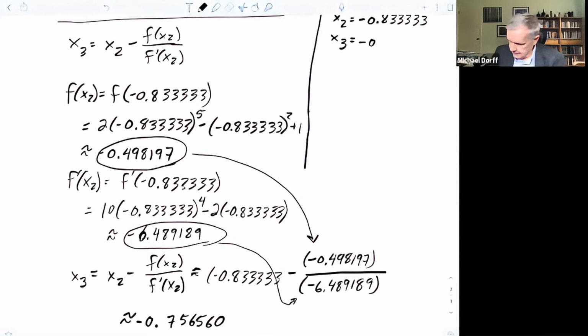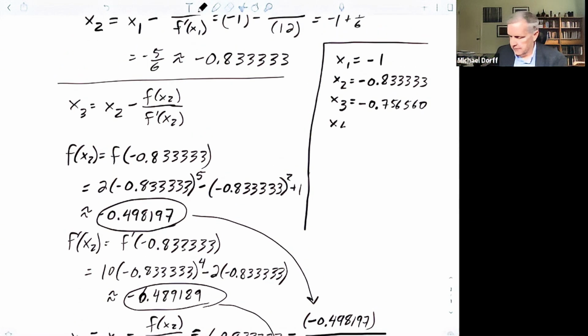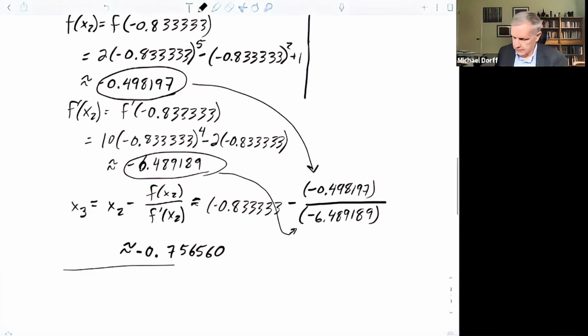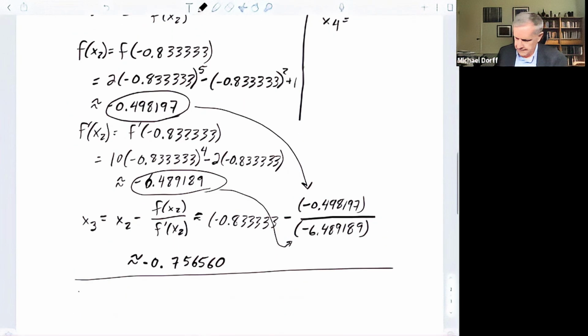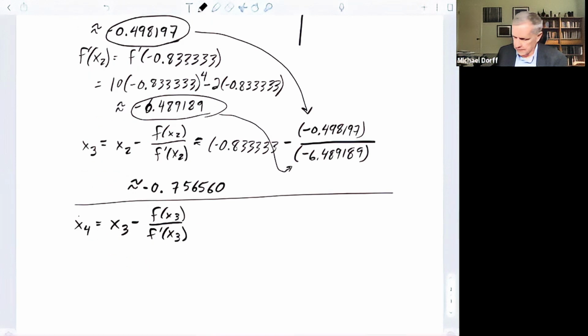So we'll put that back up here. This was negative 0.756560. All right, so we've got 3 values here. We see that the second and the third don't match up on all 6 of these digits past the decimal place, so I have to keep going. So now we're going to do x sub 4. So what's x sub 4 going to be? X sub 4 is going to be x sub 3 minus f of x sub 3 over the derivative evaluated at x sub 3.